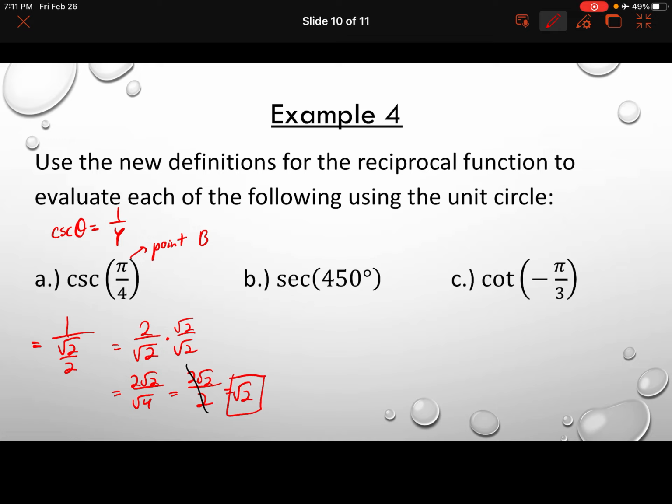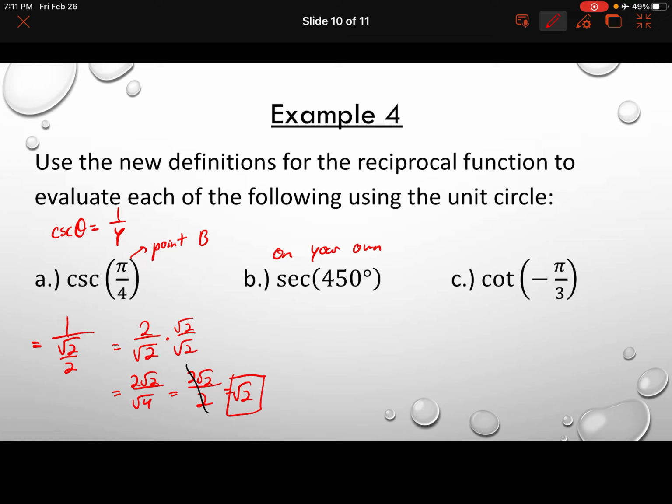Okay? Secant, I'm going to have you do on your own. And then cotangent, we'll quickly do cotangent. Uh-oh, we have a negative angle measure here. So let's quickly do that one. So remember, you can use any of the three methods. For this one, I'm going to do method 1.